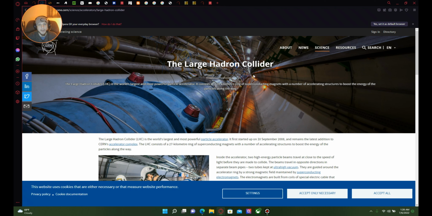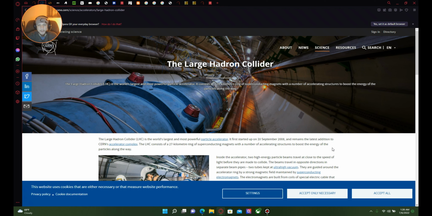So the Large Hadron Collider, the LHC. The Large Hadron Collider is the world's largest and most powerful particle accelerator. It first started up on September 10th, 2008, and remains the latest addition to CERN's accelerator complex. The LHC consists of a 27-kilometer ring of superconducting magnets with a number of accelerating structures to boost the energy of the particles along the way.